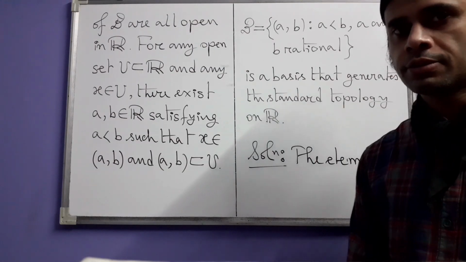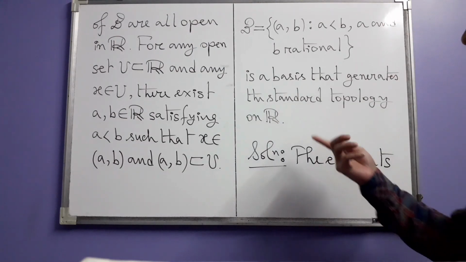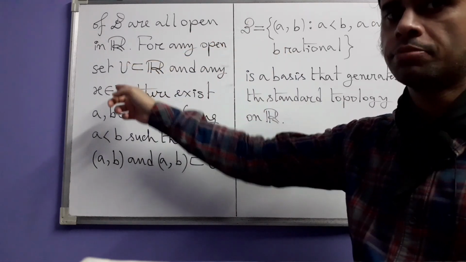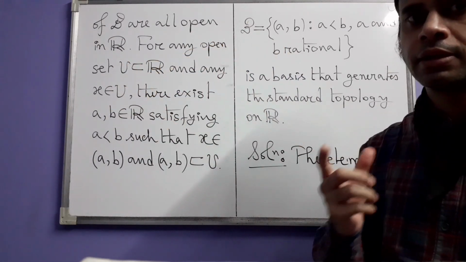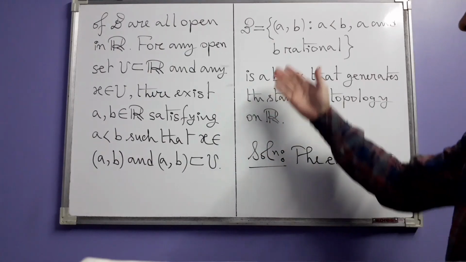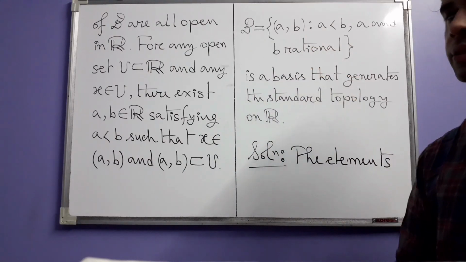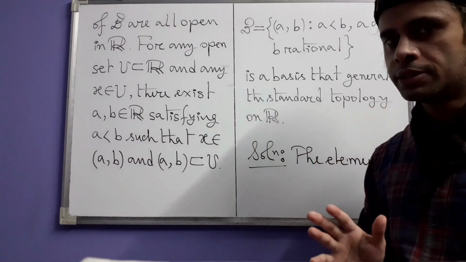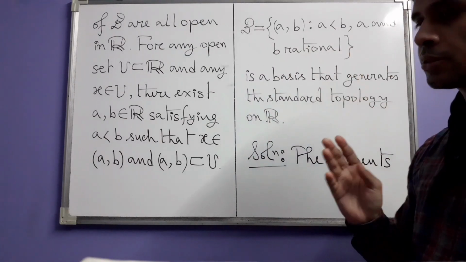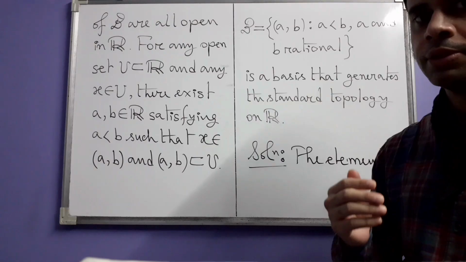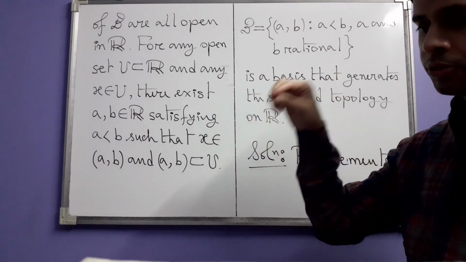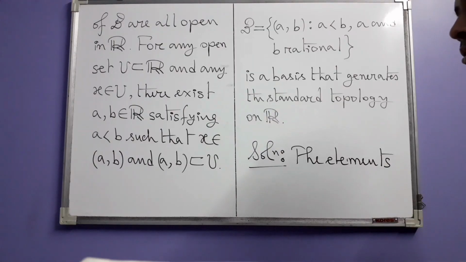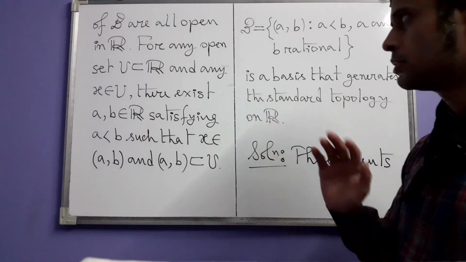So we start the solution to part A by noting that the elements of this collection are all open in R, and here open in R means in the standard topology on R. That is because these are ordinary open intervals where a is less than b. So that is the first condition that a collection must satisfy in order to be a basis for an already existing topology on the space. Alright, so next what should we see?